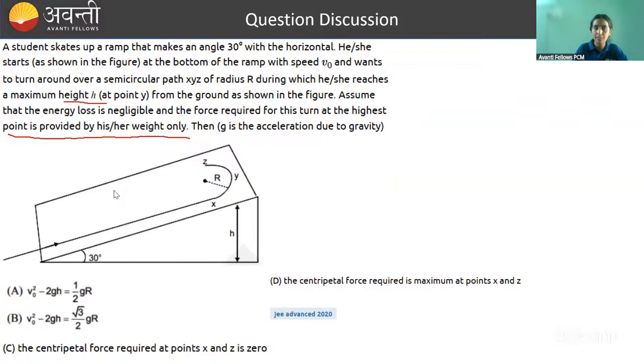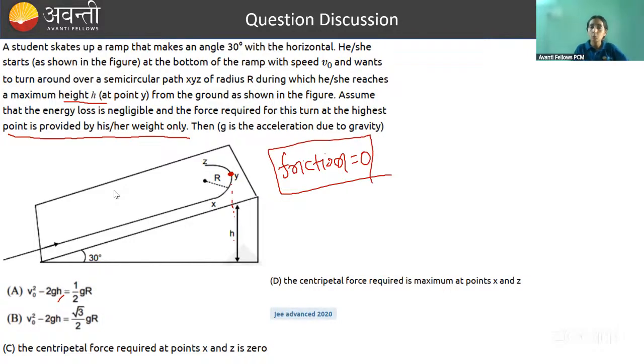The options are v naught square minus 2gh is equal to half gR, and so on. So look, it is talking about height h, so we have to talk about point Y, right? Because this point Y is at a height of what? At a height h. Done? The most important part of this is that there is no friction, and that is making the question easy.